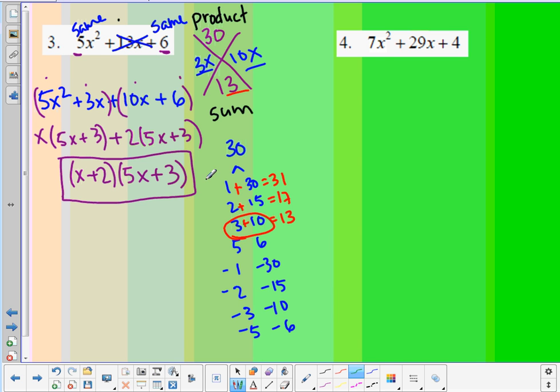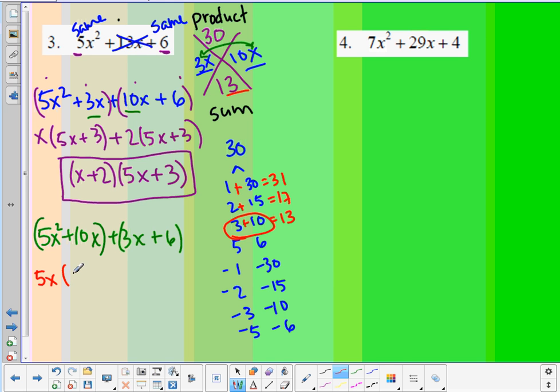Now, some of you may be wondering, well, what happens if I put 10x and then 3x instead of 3x and 10x? Let's look at what happens here. If I switch the order of these two, what do you think might happen to my answer? So I have 5x squared plus 10x plus 3x plus 6. And I'm going to group again. From the first group, I can take out 5 and x.